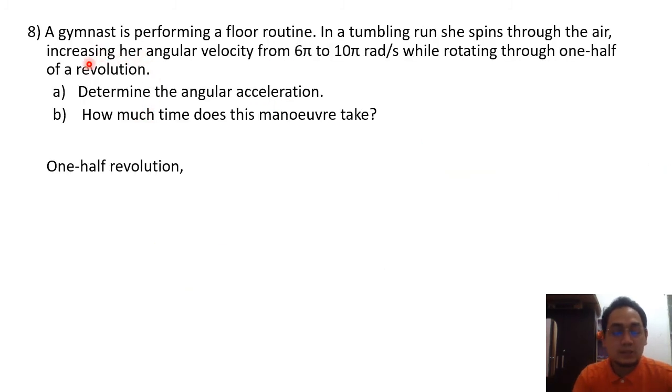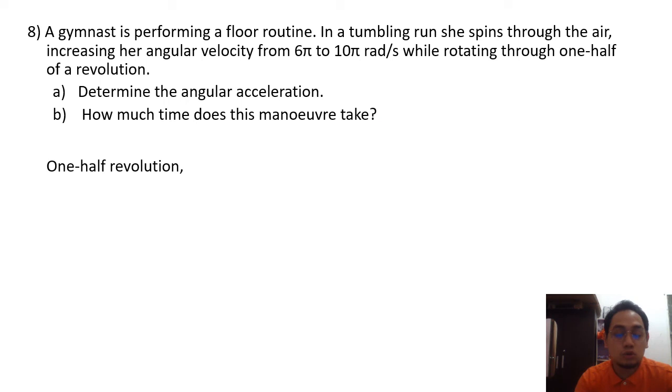Alright, last question. Question number 8. A gymnast is performing a floor routine. In a tumbling run, she spins through the air, increasing her angular velocity from 6π to 10π radian per second, while rotating through 1/2 of a revolution. Question A, determine the angular acceleration, and question B, how much time does this maneuver take?